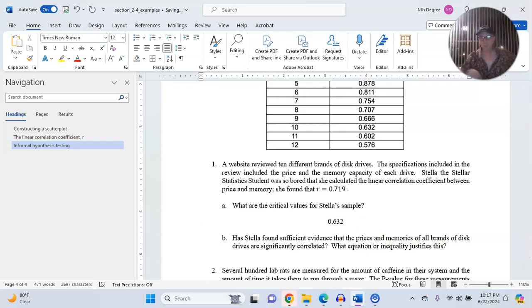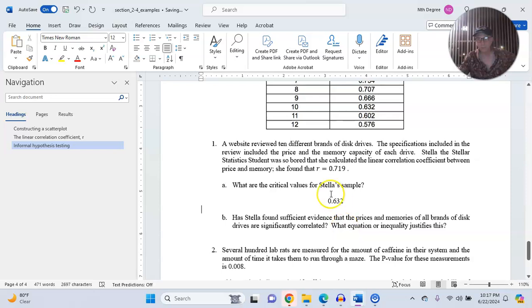All right, now we actually look at her sample, and we find out what her sample says. According to her sample, she got a correlation of 0.719. Has Stella found sufficient evidence that the prices and memories of all brands of disk drives are significantly correlated? What equation or inequality justifies this? Well, the answer is yes, because the R that came from her sample was big enough to exceed this critical value.